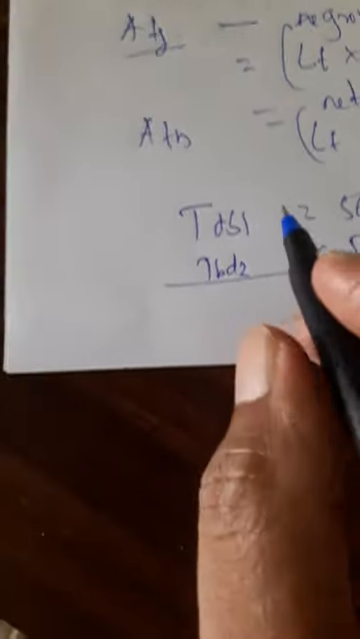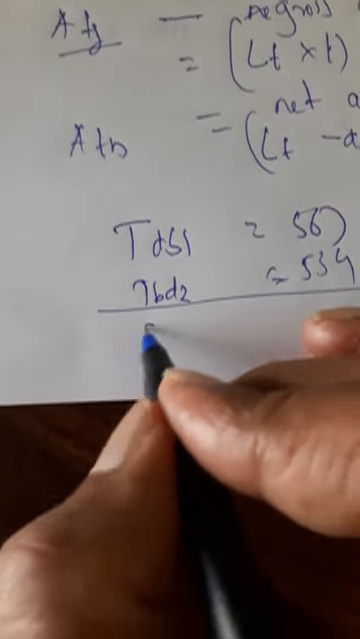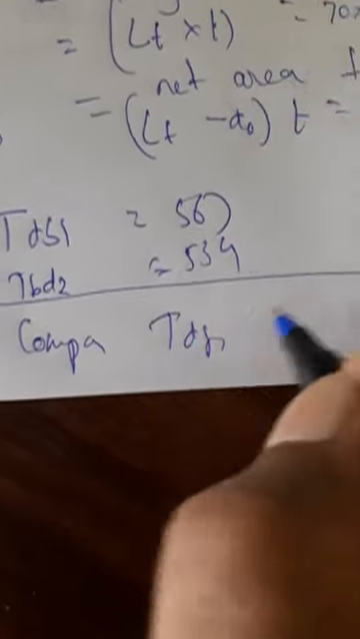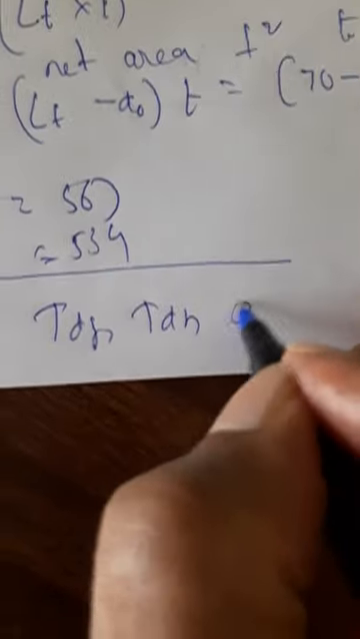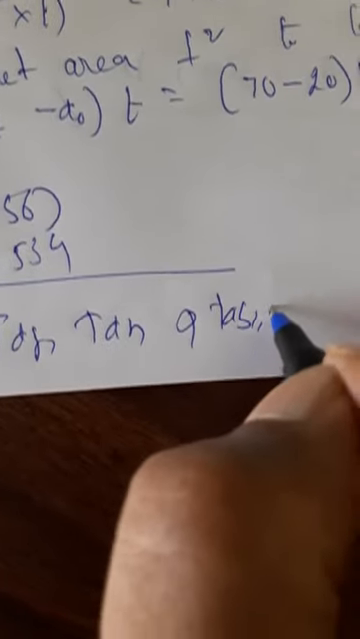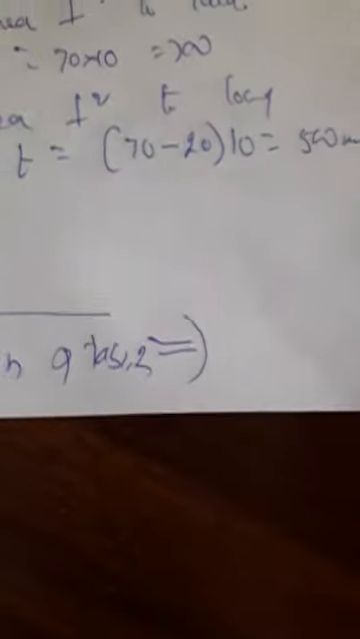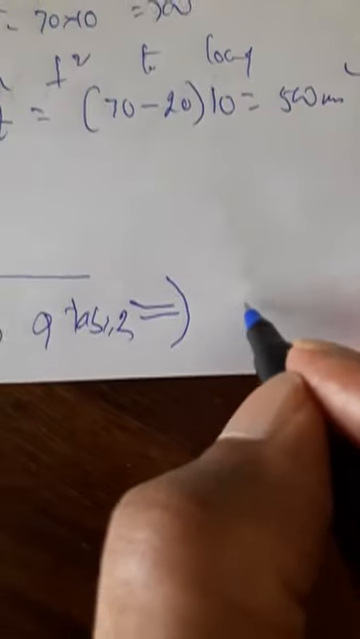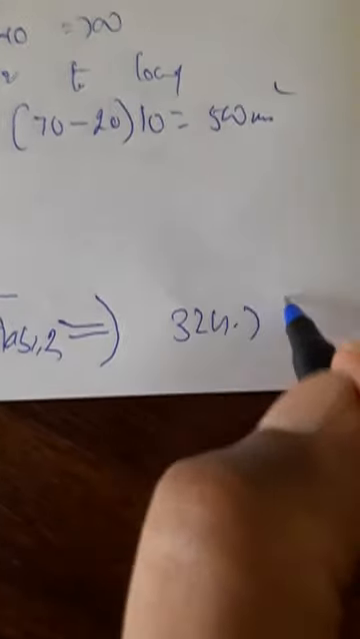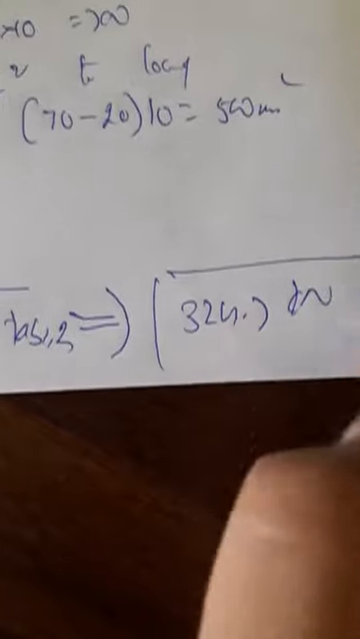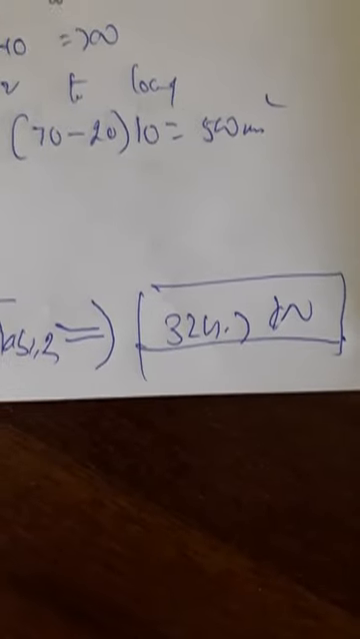Now compare all the values. Compare TDG, TDN and TDB1, 2. Whichever is the least, that will be the tensile strength. So here I am having the value 324.7 kilonewtons. This much is the tensile strength of the member. Thank you.